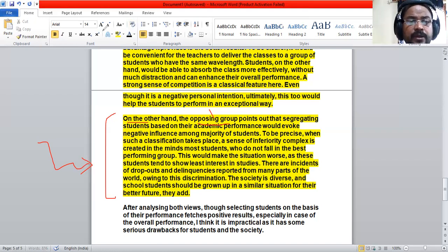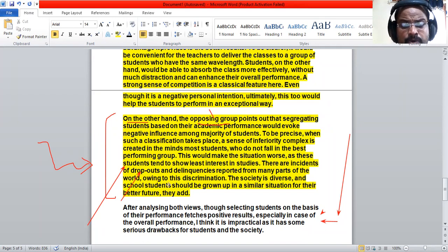And let's go for the conclusion. After analyzing both views, selecting students on the basis of performance fetches positive results, especially in the case of overall performance. I think it's impractical as it has some serious drawbacks for students and the society. We have mentioned the serious drawbacks: dropouts, delinquencies, all these things. To the society also, it poses negative threats.